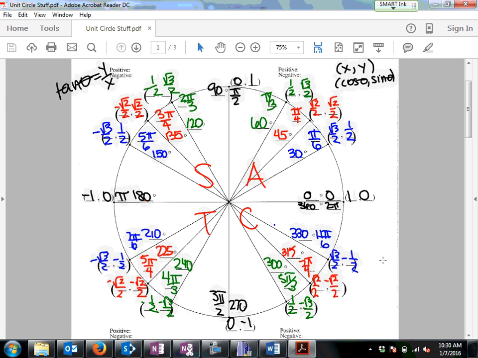I remember the whole acronym thing, but I forget what exactly they mean. Can you explain it another time? In the first quadrant, we're all positive. In the second quadrant, only sine is positive. Tangent, cosine.